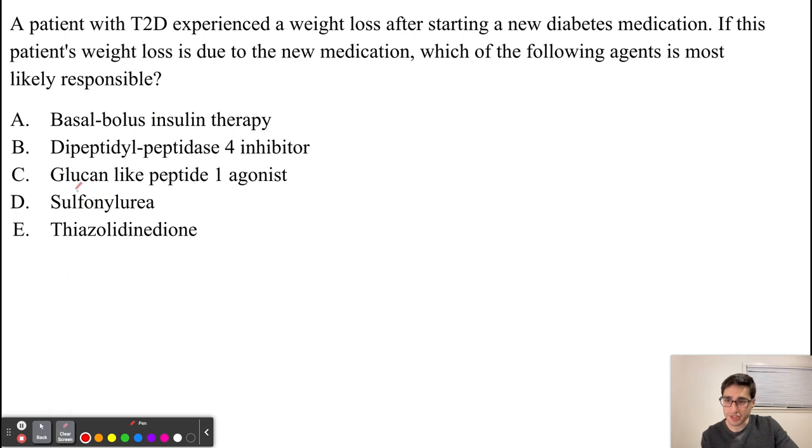So to answer the question, the correct answer is going to be answer choice C. So the two medication classes that we're going to be looking for are the GLP-1 agonists as well as SGLT2 inhibitors in a question that asks us which diabetic medication can cause weight loss.